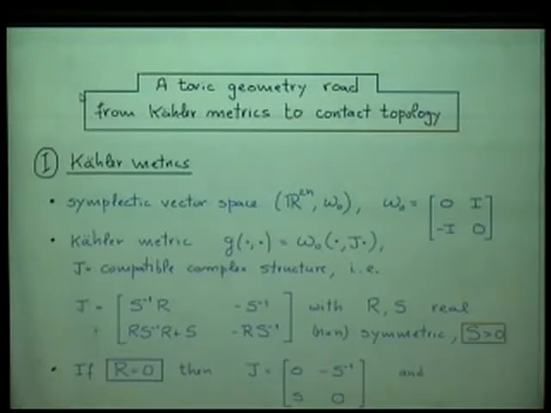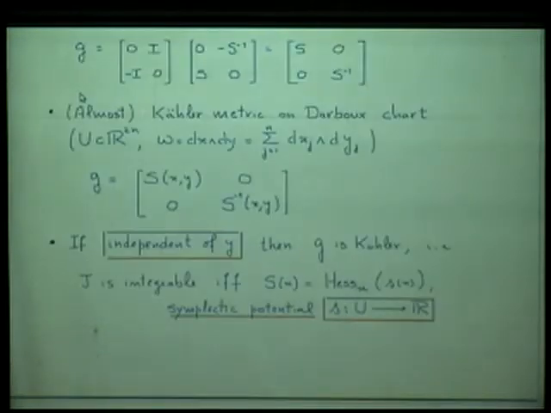Now, this is too complicated, so let's assume that in this parameterization I take R to be zero. I just keep the symmetric positive definite S. Then this J has a much simpler form, whose square is much easier to see to be minus the identity, and when you combine it with the symplectic form, you get a metric which has this diagonal form, n by n blocks, with the positive definite symmetric real matrix here and its inverse there. So this is a particular class of metrics on a symplectic vector space.